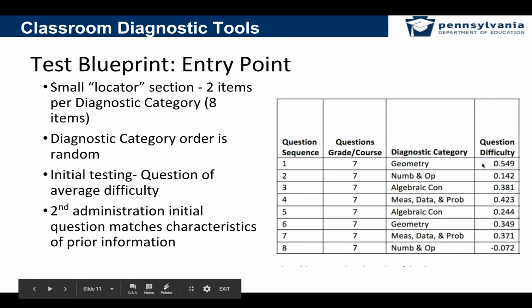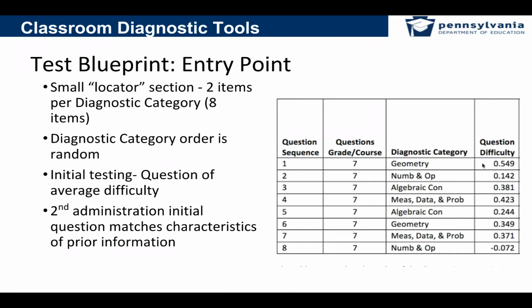The question difficulty is assigned to each item, and you can see that the items are of average difficulty, and you begin to understand what average is by looking at these scores. If it would be the second administration of the CDT for the student, it would remember the student based on the characteristics that the student displayed in prior information or the first session.